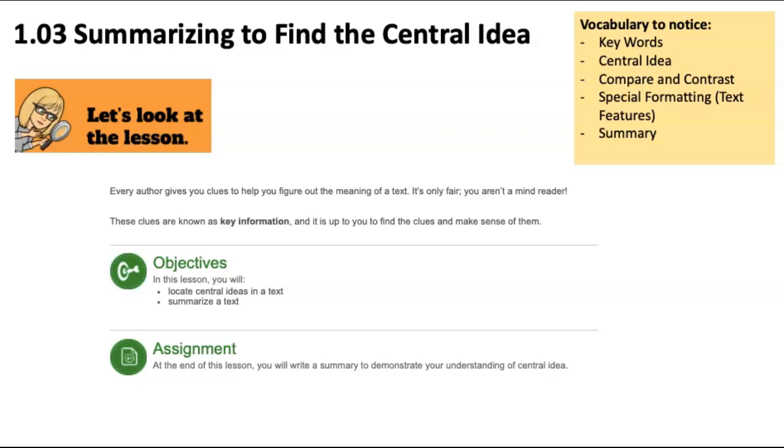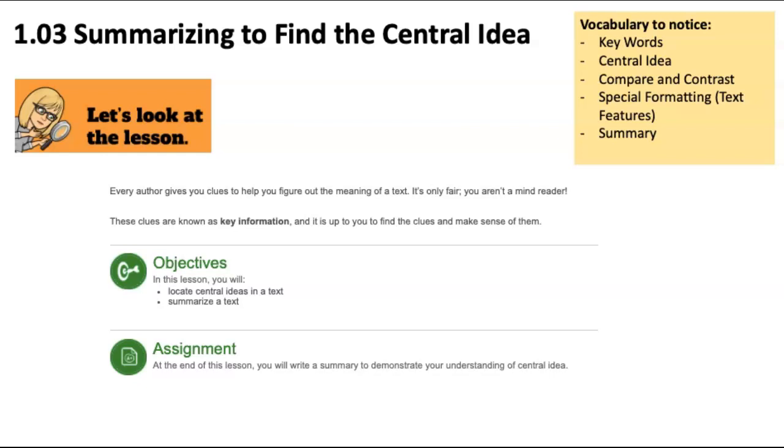Hello everybody, we're working on lesson 1.03, summarizing to find the central idea. This is the third lesson in our informational text unit. So let's look at the objectives. In this lesson, you will locate central ideas of a text and summarize a text.